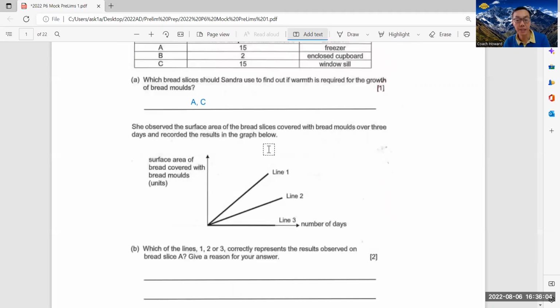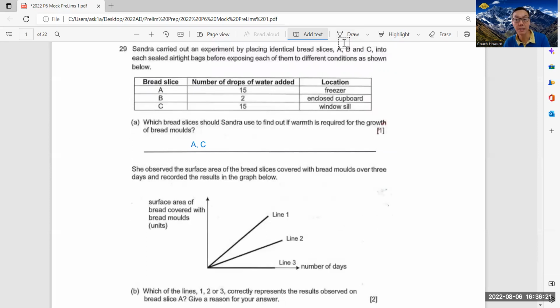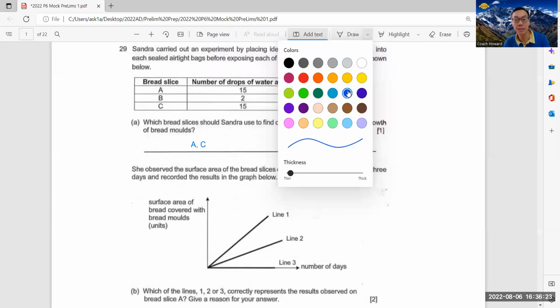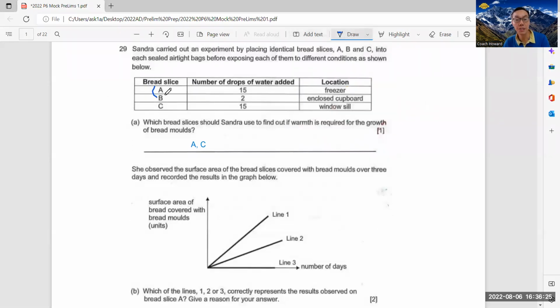Okay, next, there are 3 lines here. These lines indicate the surface area of bread covered with bread mold. And they ask which of the lines correctly represents the results observed in slice A. So if you look at slice A, what's the condition? It's actually inside the freezer.